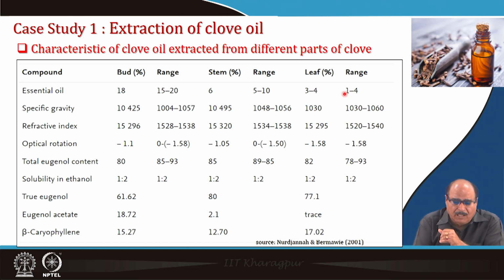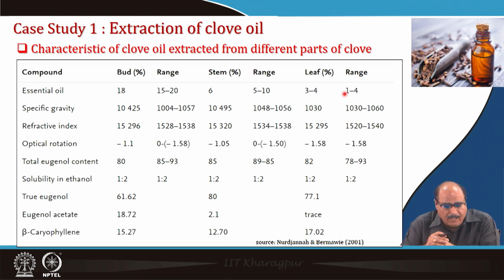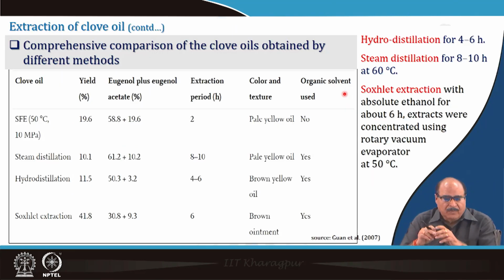And their specific gravity, refractive index, optical rotation, total eugenol content, solubility in ethanol, eugenol acetate or beta caryophyllene, all these are their properties. These compounds from the bud, from the stem and the leaf are extracted and their characteristics you can see here. Okay. In this process, this is the comprehensive comparison of the clove oil. It is obtained by different methods.